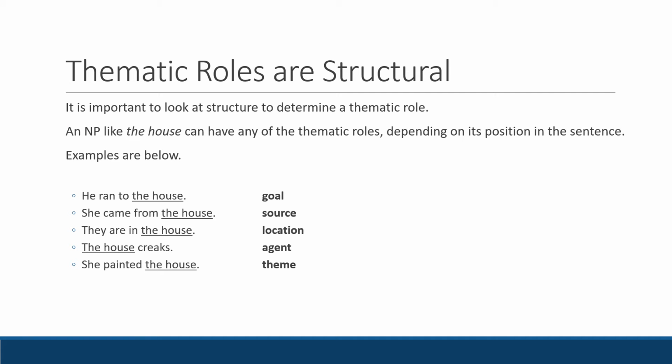So it's important to note that thematic roles are structural, and you have to look at the structure to determine a thematic role. So an NP, or a noun phrase, like the house, can have any of the thematic roles, depending on its position in the sentence. So examples are, before, like he ran to the house, that's the goal.